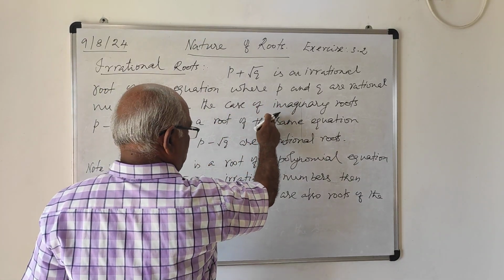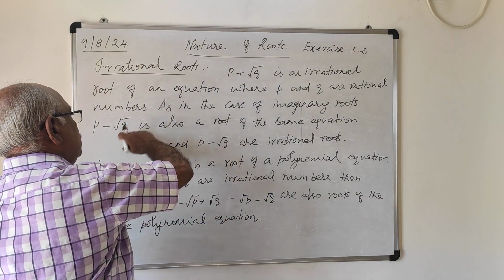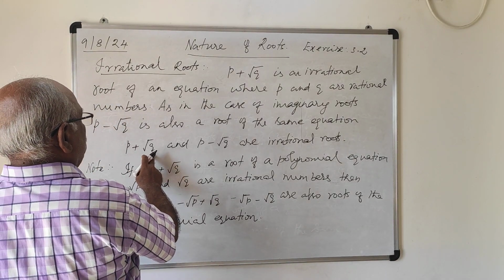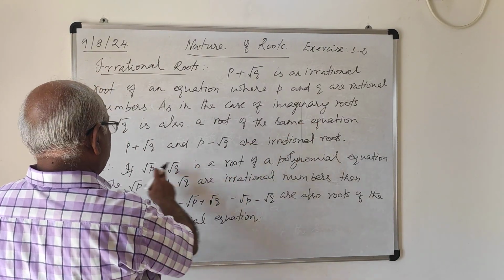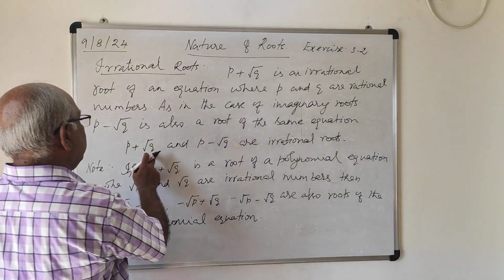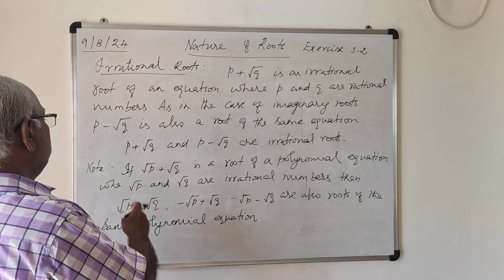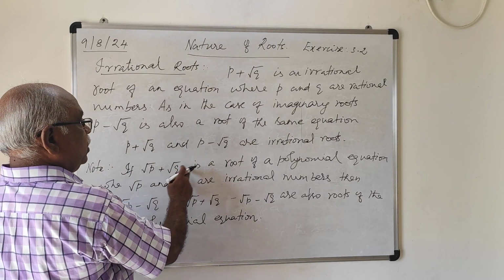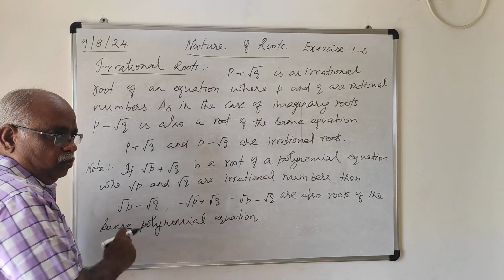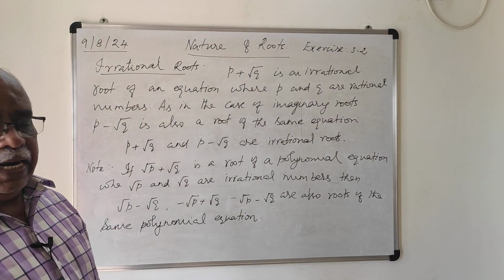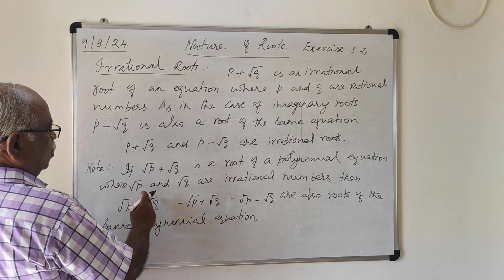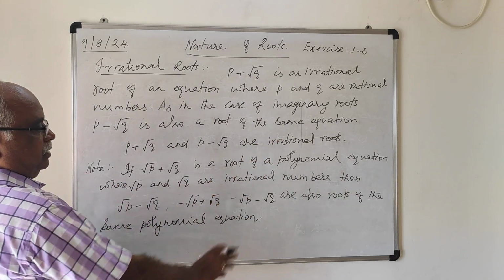As in the case of imaginary roots, irrational roots also occur in pairs, and p plus root q and p minus root q are irrational roots, but p and q are rational numbers. So consider this note: if root p plus root q is a root of a polynomial equation, since here I am taking both root p and root q, root p and root q are both irrational numbers.